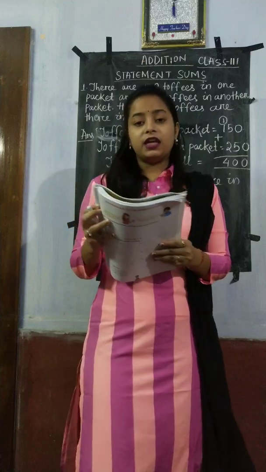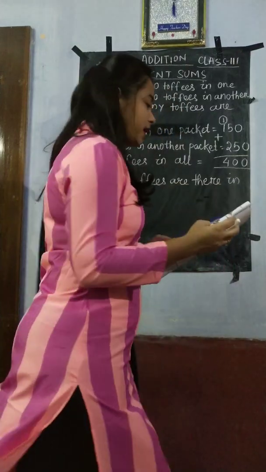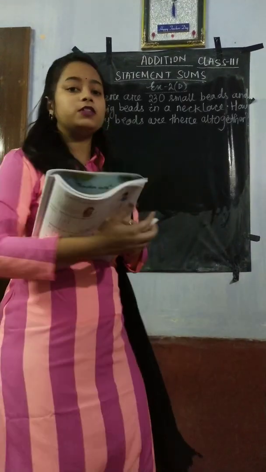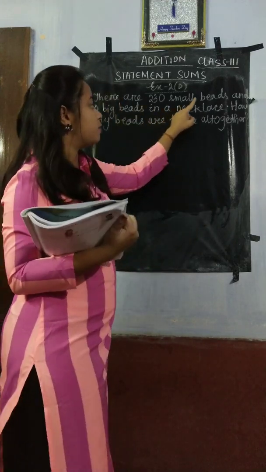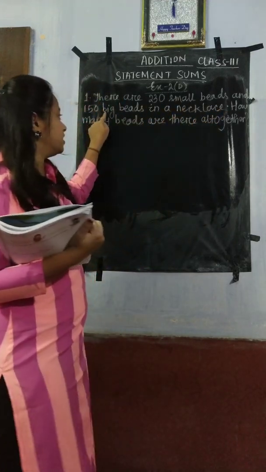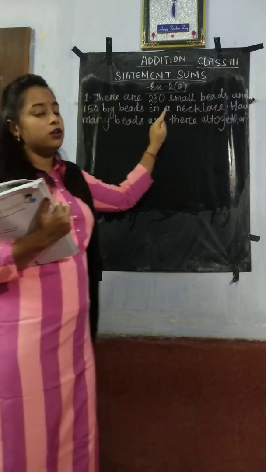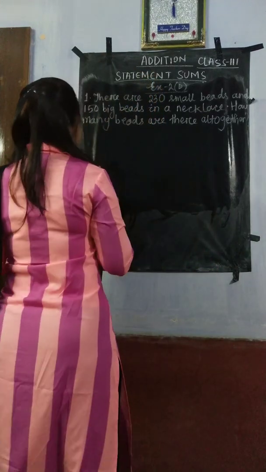Now let's begin with exercise 2D. Okay children, let me write the question. Here is the first question of exercise 2D. There are 230 small beads and 150 big beads in a necklace. So how many beads are there altogether? As I said, when the question is asked in all, altogether, or total, we will add. So let's write the statements for this.